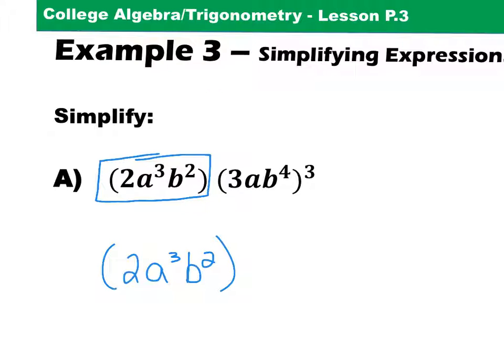Now I'm going to look at the second parenthesis. Do you see this 3 on the outside? That 3 has to go to every single thing inside the parentheses. So it goes here. So I have 3 cubed. It goes to the a cubed, and it goes here. If I have a power raised to a power, what do I do with the 4 and the 3? Good job. So b to the 12th.